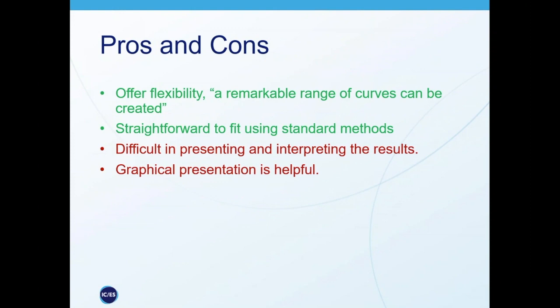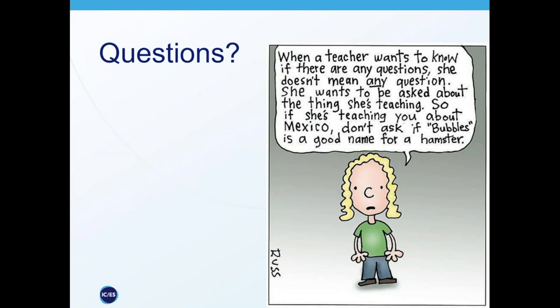So fractional polynomials have pros and cons, just the same as restricted cubic splines. They offer flexibility; as they claim, a remarkable range of curves can be created. It's straightforward to fit using standard methods. Again, this methodology can be used for any type of outcome, so logistic regression, survival analysis, etc. But it is difficult to present and interpret the results. And once again, a graphical presentation is going to be useful. I am now going to skip over the questions, although I will allow you to look at my cartoon, because I would like to get through the remaining part of the presentation.